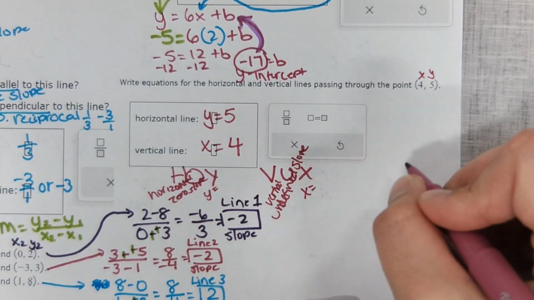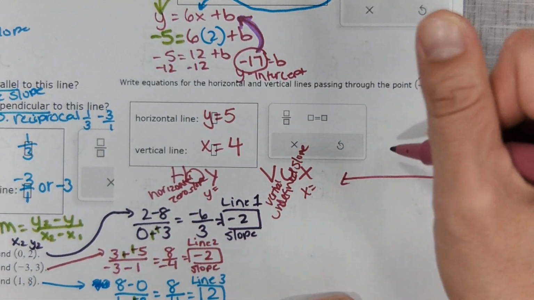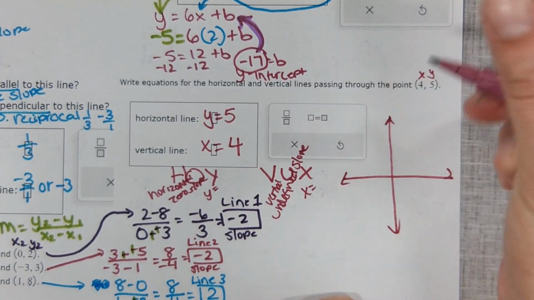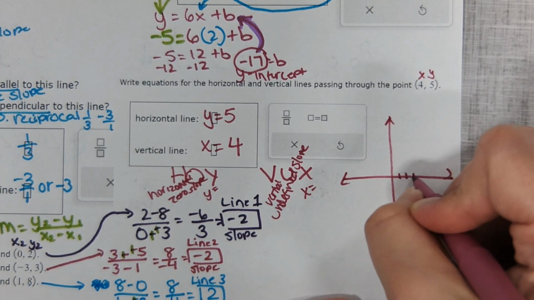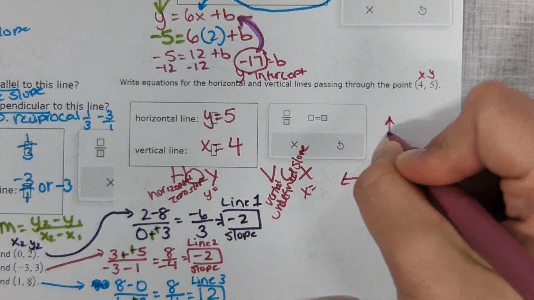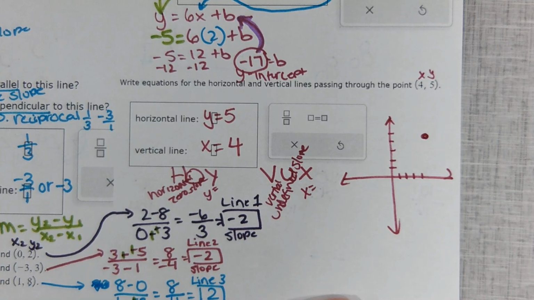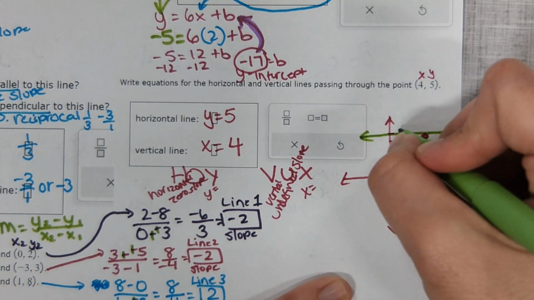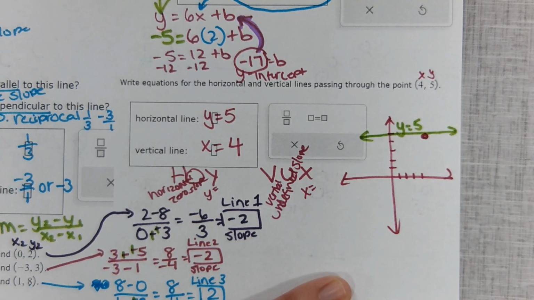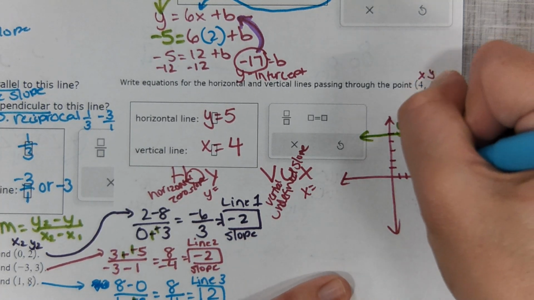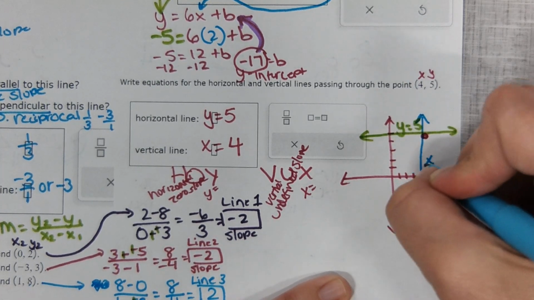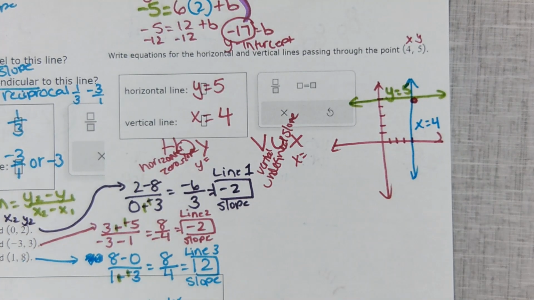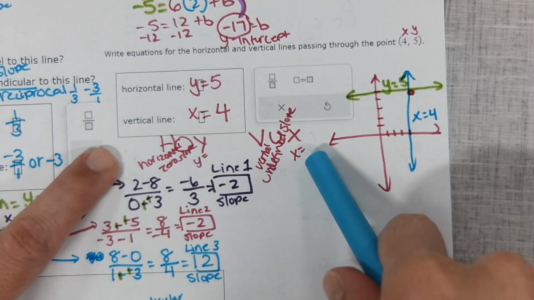If for whatever reason you forget the acronyms, you could always just graph it and figure it out. So 4, 5, 1, 2, 3, 4, up 1, 2, 3, 4, 5. Here would be your point right here. A horizontal line through that point would be at y equals 5. And then a vertical line through that point would be at x equals 4. So yeah, you could always graph it if you forgot the acronyms.